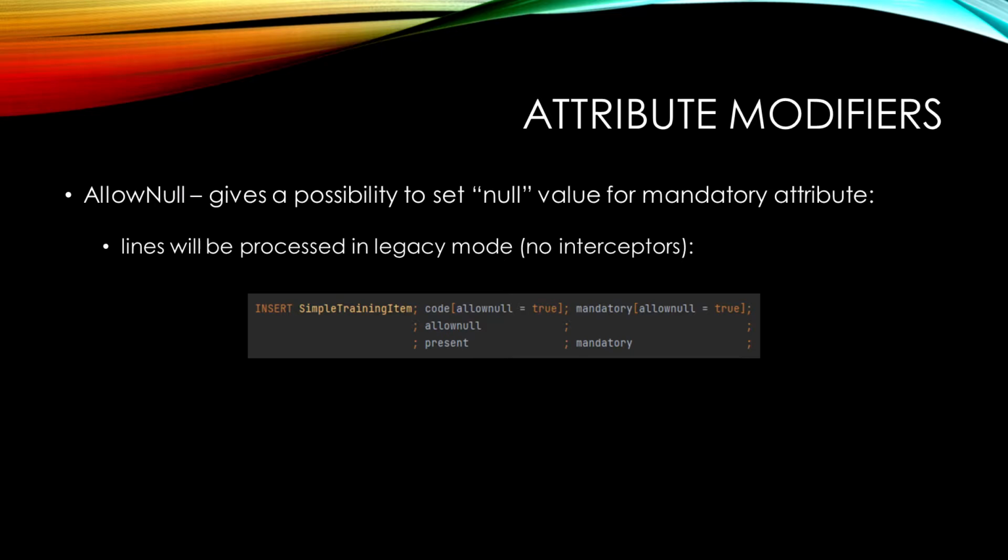There is a huge variety of attribute modifiers as well. The first one is allow null, which lets you set null as value. Note that such lines will be processed in the legacy mode.